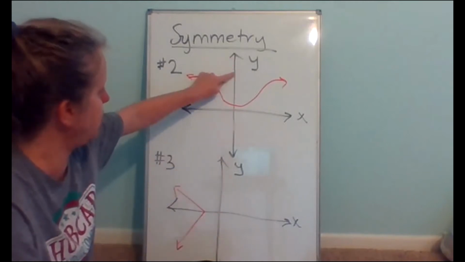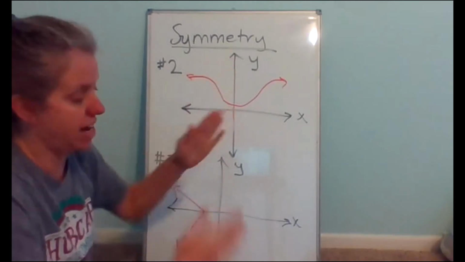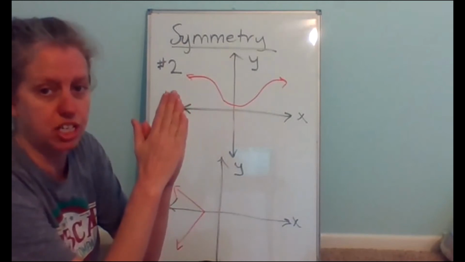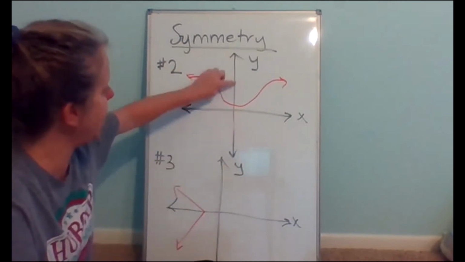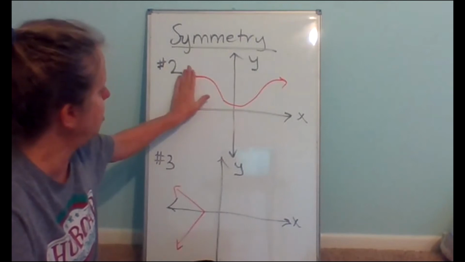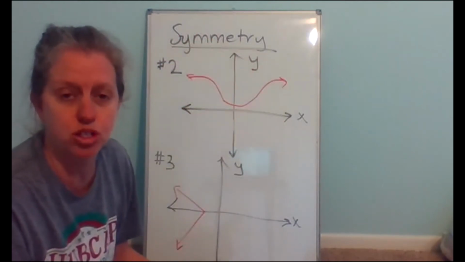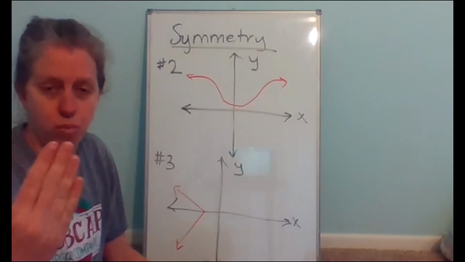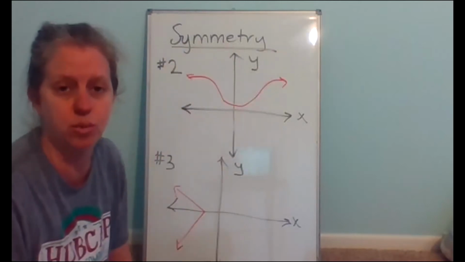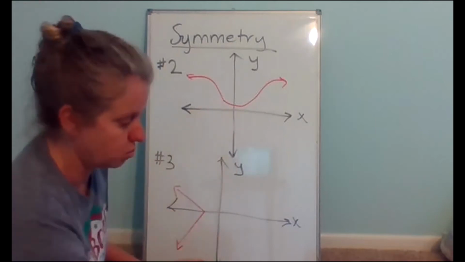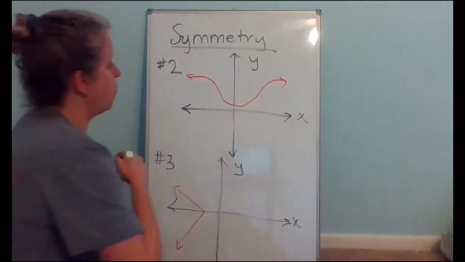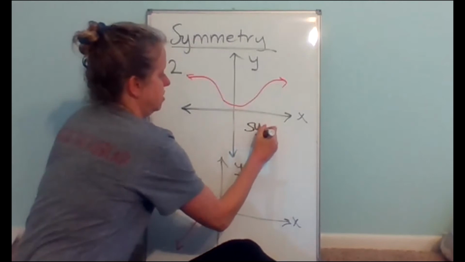Here's my y-axis. If I could fold this board like a sheet of paper on the y-axis, this side would come over and lay on that side. They are symmetrical to each other. The same thing on the left side is on the right side. So this one would be symmetrical with the y-axis.